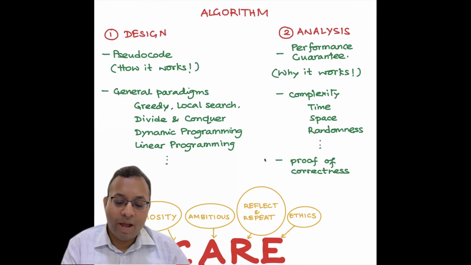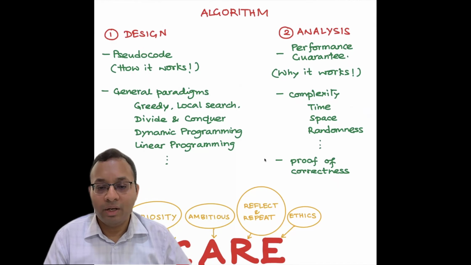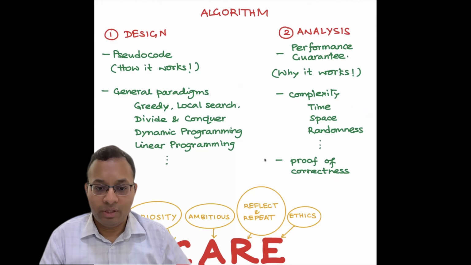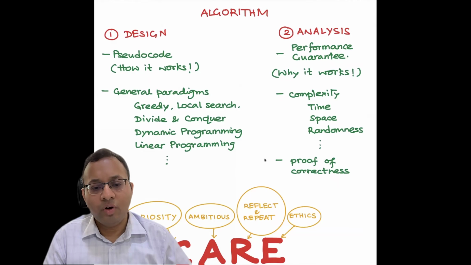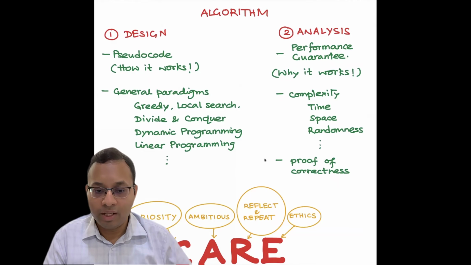On the other hand, we have analysis, which talks about performance guarantee, why it works. Here we'll talk about complexity. There are different computational resources like time, space, randomness. We'll primarily talk about time and space in this course, how much time and space is required to solve this problem by our algorithm. And then why the algorithm works, that's about proof of correctness. For this, we'll use a lot of ideas from math, from combinatorics, graph theory, probability, linear algebra. So this part is where math is required to give a rigorous provable guarantee.